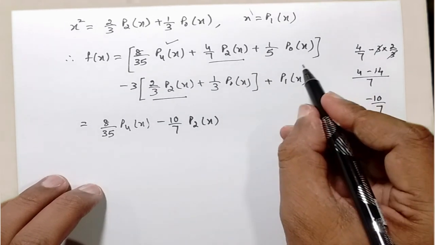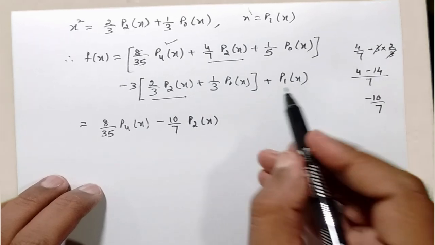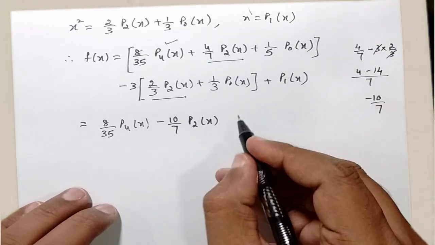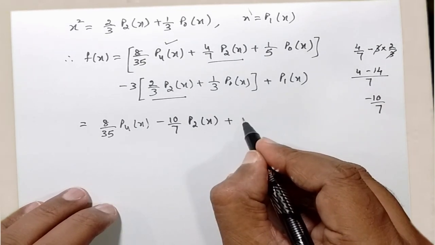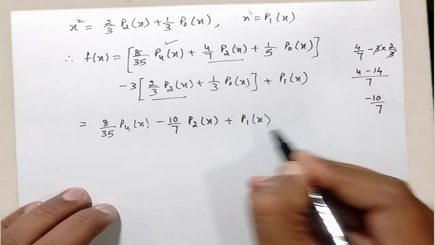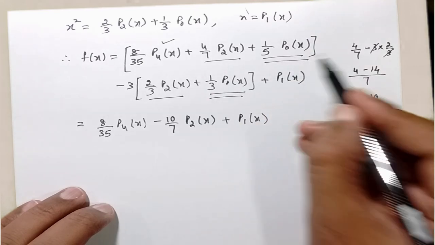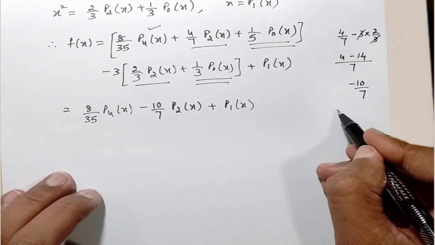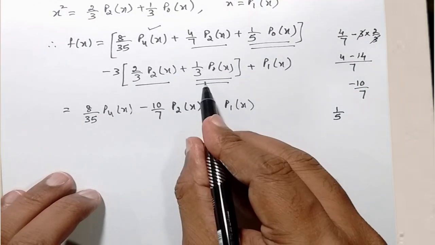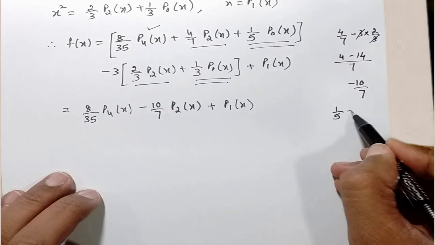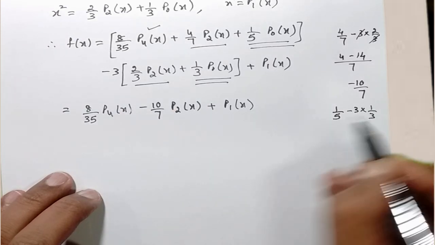P2 is over. Now go for P1. P1 is only one value you have, so plus P1 of x. Next what you have? P0. This is one value you have and another value you have over here. So what you have? 1 by 5 there. And here what you have is minus 3 has to be multiplied. Minus 3 into 1 by 3.